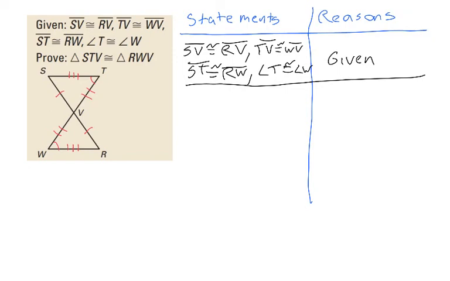Okay, so in order to prove that these two triangles are congruent, we need to show that every set of sides is congruent and every set of angles is congruent. Now we already have all three sets of sides congruent, but we only have one set of angles congruent, so we're going to have to figure out the other two. One set that is congruent that we can say right away is this angle and this angle. Take a second to think about why these two angles are congruent.